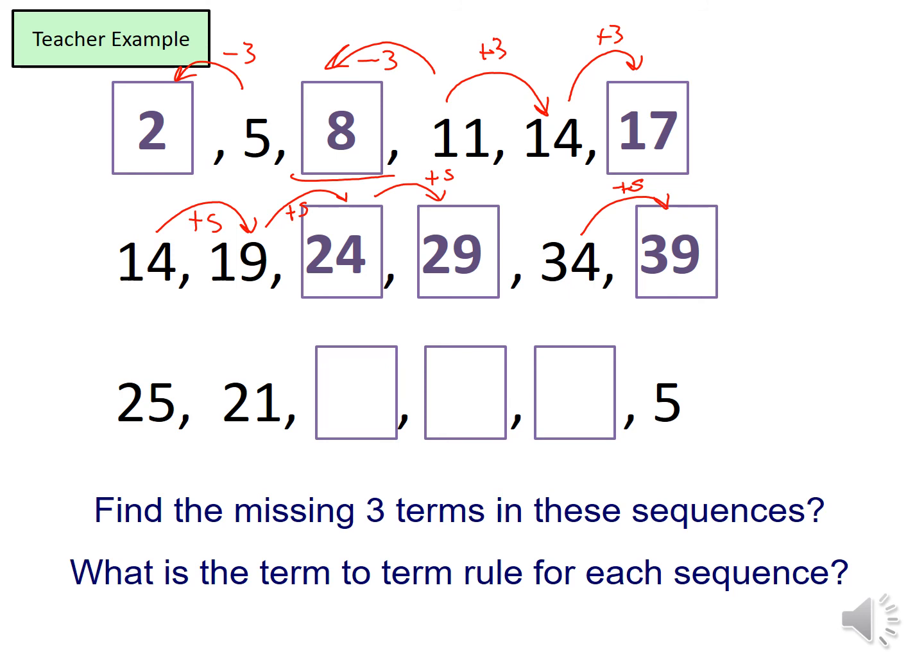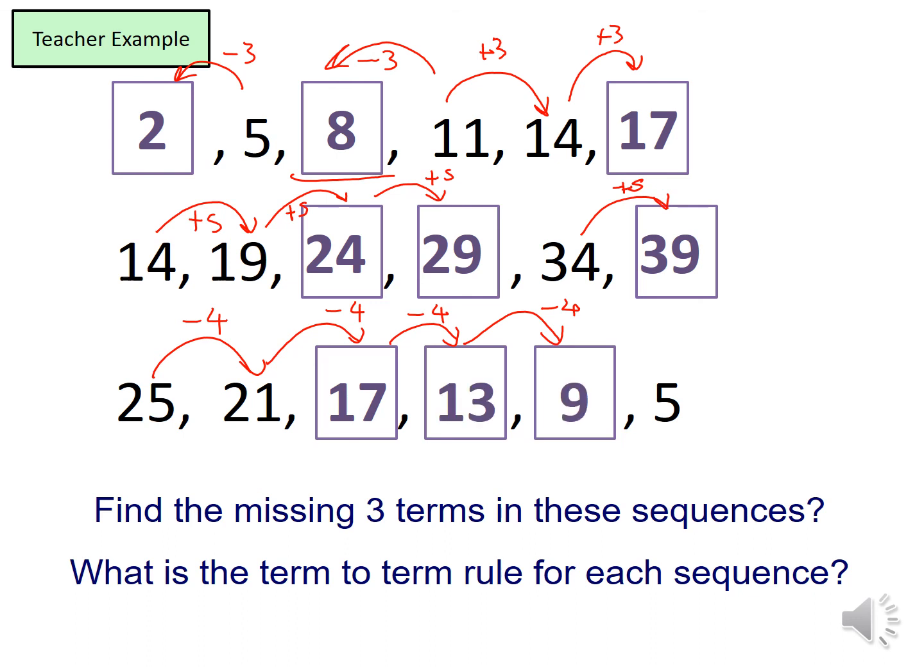What we'd like you to do now is have a go at this question below, 25, 21, and then find the missing 3 numbers in this set of numbers. Okay, the answers you should have got. First of all, the term-to-term rule is take away 4. So that means you need to keep taking away 4 to find the next number. So your answer should have been 17, 13 and 9.